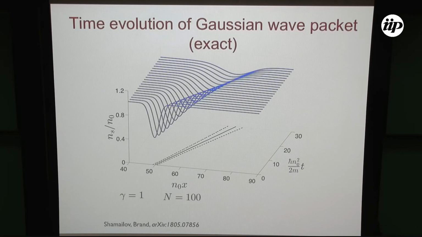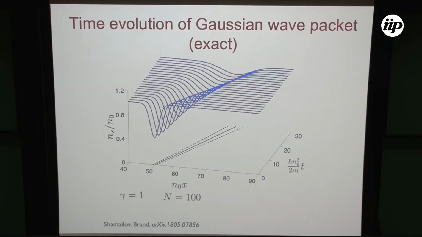So the result looks like this for one example. We see something that looks like a dark soliton in the density. There is a dip. We see that it spreads in time and becomes more shallow. Here is a trace of the position and the width as a function of time.